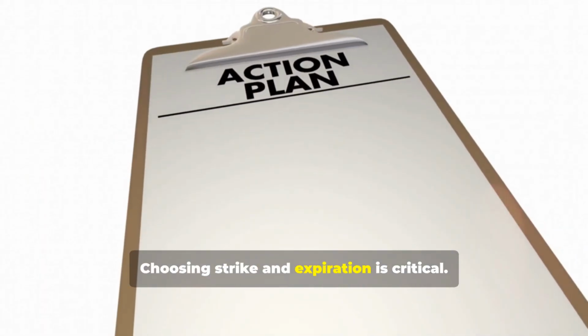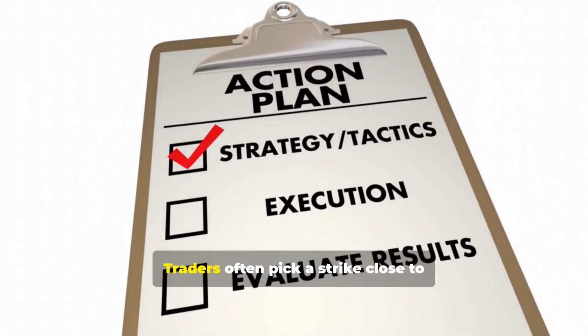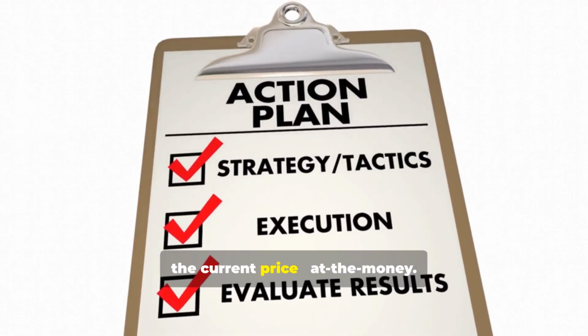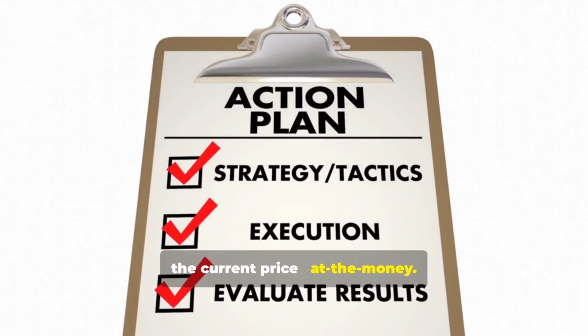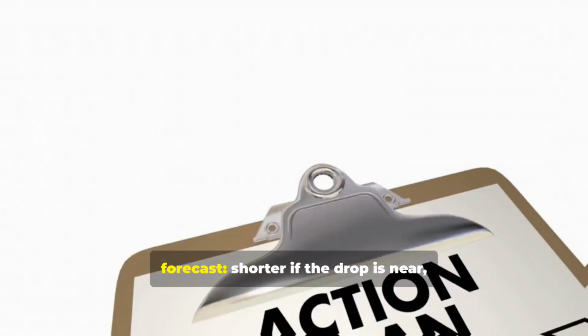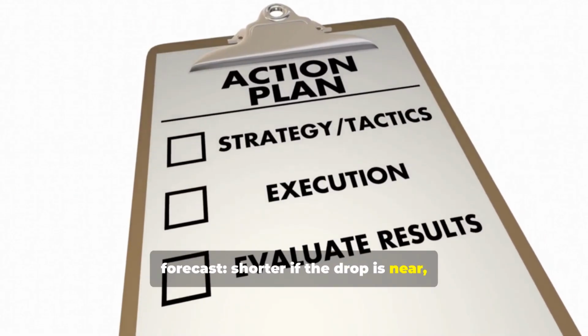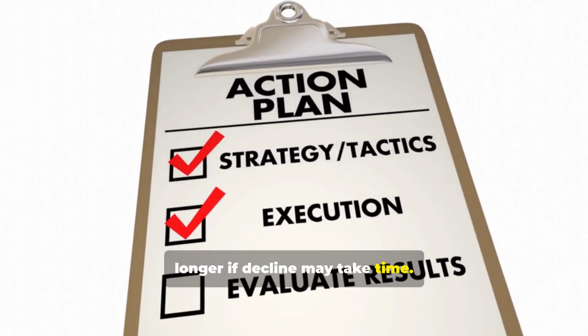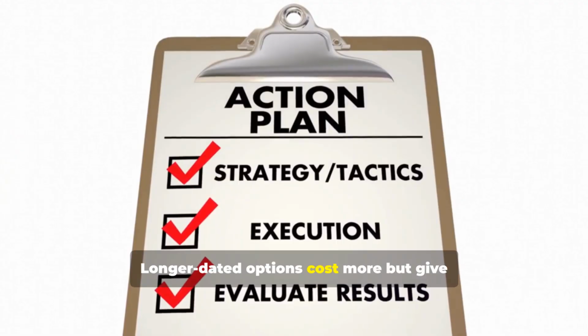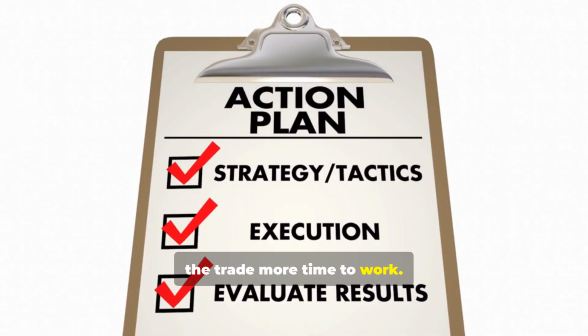Choosing strike and expiration is critical. Traders often pick a strike close to the current price, at the money. Pick an expiration that matches your forecast. Shorter if the drop is near, longer if decline may take time. Longer dated options cost more, but give the trade more time to work.